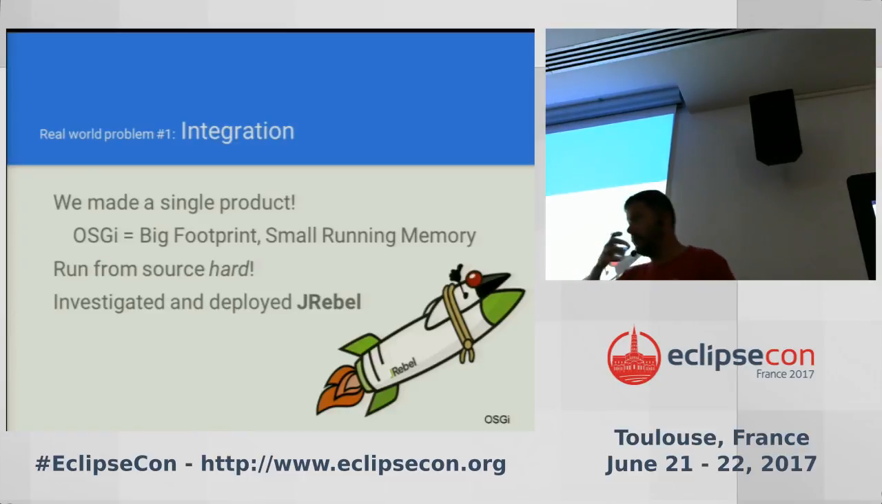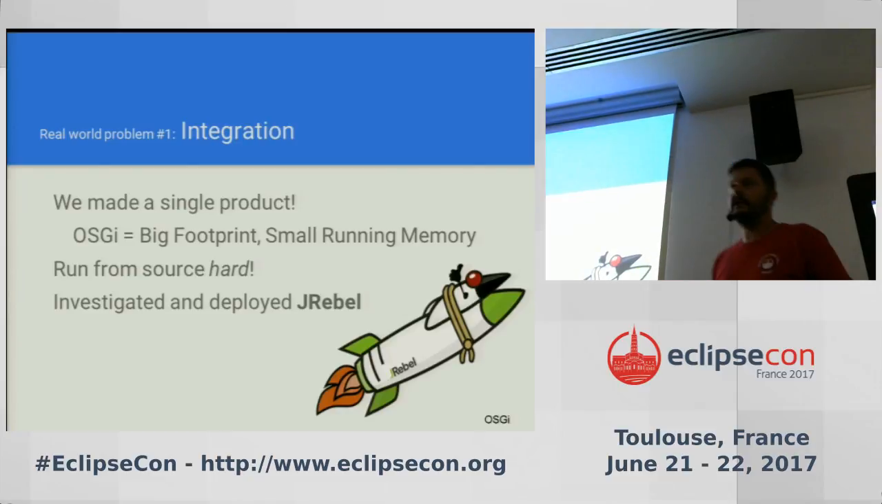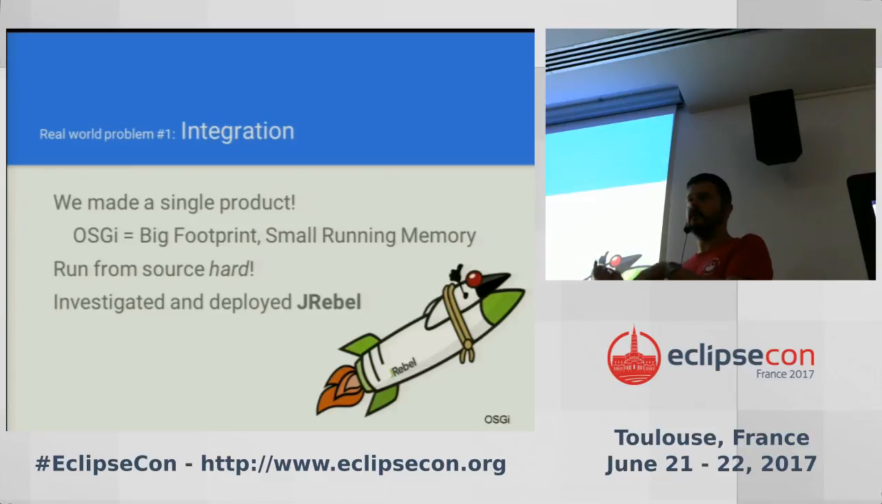And that gives us a problem, because OSGi much prefers to have all these bundles that it can load in dynamically, and so it prefers a binary when it runs. So on the one hand, we need a binary to make OSGi work, but on the other hand, we were basically running from source on the beamline. So that's where JRebel stepped in.